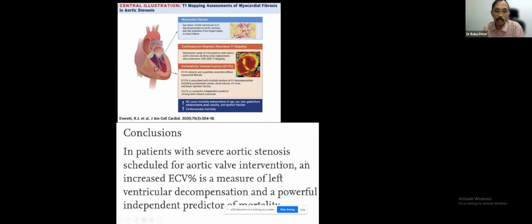An increased ECV percent reflects left ventricular decompensation, and ECV also detects and quantifies reversible diffuse myocardial fibrosis. It can be associated with multiple markers of left ventricular decompensation, and it's a powerful independent predictor of long-term clinical outcome. So in cases of aortic stenosis, where even the T1 values may not be increased, ECV is a useful predictor of disease outcome.